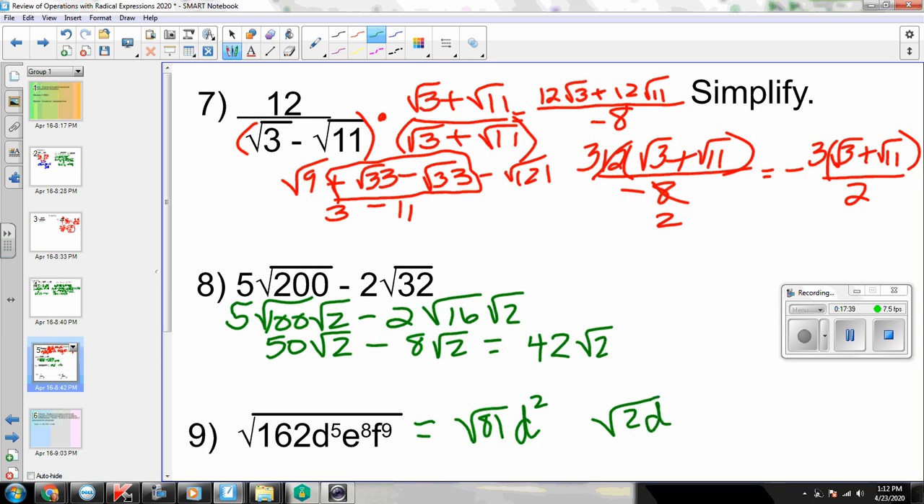left under the radical. I can take the square root of e to the 8th. The square root of e to the 8th would be e to the 4th. Can I take the square root of f to the 9th? No, because 9 is odd. So we could take the square root of f to the 8th. The square root of f to the 8th would be f to the 4th, and then I would have 1 f left over. So if I simplify, the square root of 81 is 9. Then I'll have d to the 2nd, e to the 4th, f to the 4th, and under the radical I'm going to have a 2df.